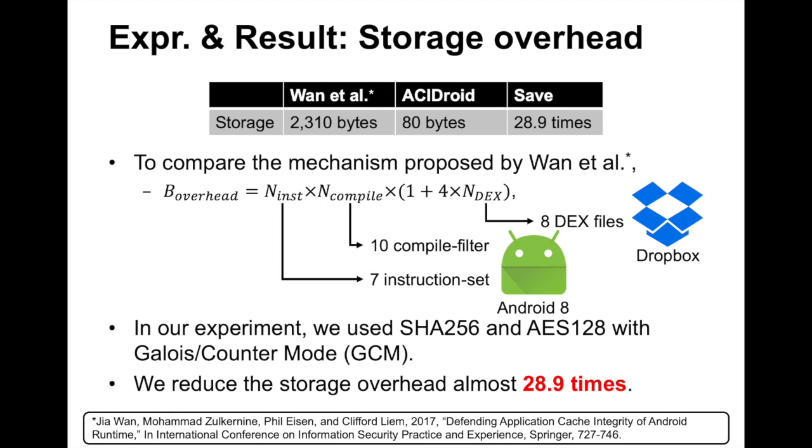The storage overhead is shown in this table. We calculated the storage overhead of Wan et al.'s method. We assume that the application is the booking app, which has 8 apk files. Android is version 8, which has 10 compile filters. And last, the target devices are 7 instruction sets. Using the equation, we obtain the storage overhead as 2310 bytes. On the other hand, our system needs 80 bytes only. We reduce the storage overhead by almost 28.9 times.